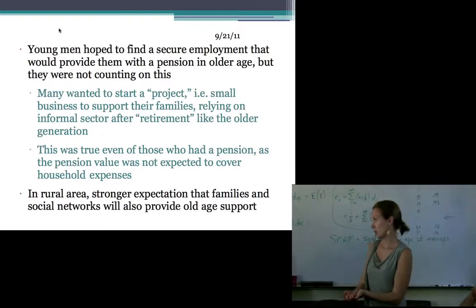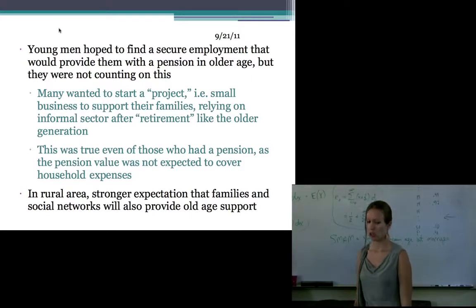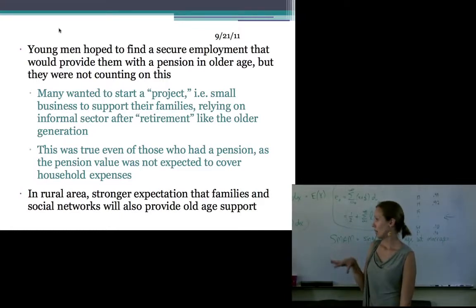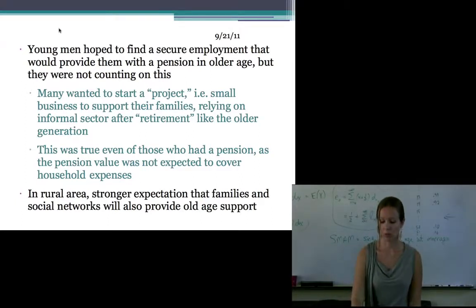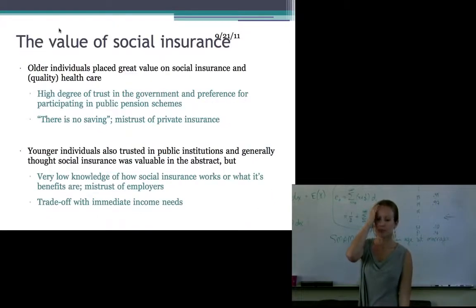What the female members of the household will do if they're not working and he's no longer there, in the absence of pensions, is not really something anybody could say or talk about. And again, even those who had pensions or would get pensions expected to work in the informal sector through old age. In the rural areas, again, there was a stronger expectation that families and social networks will provide the support, but being the men, they're the ones who have to be contributing to these networks and either being provided for by their sons or their brothers or these kinds of things.